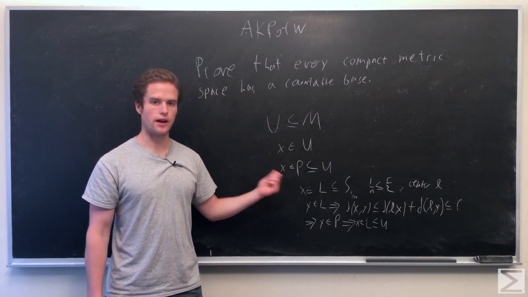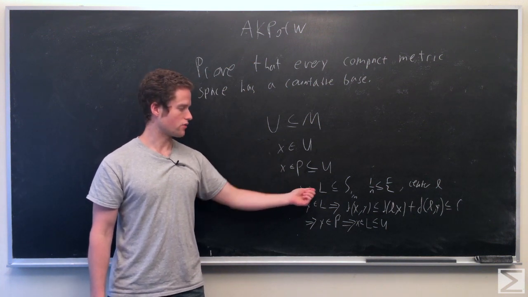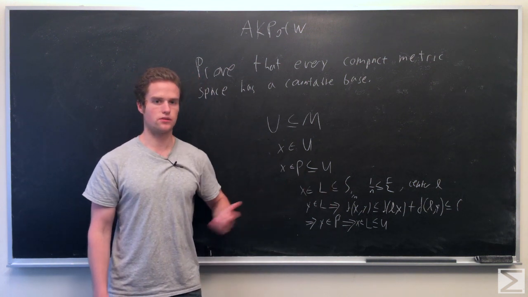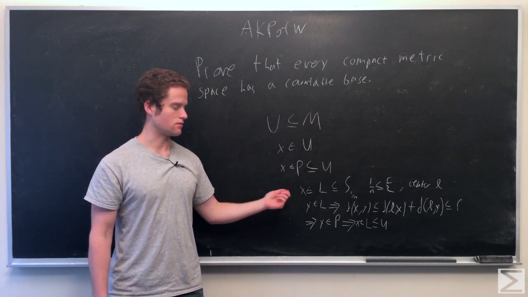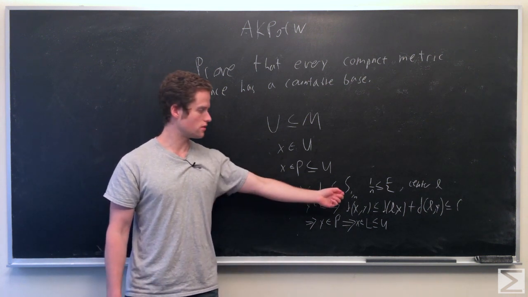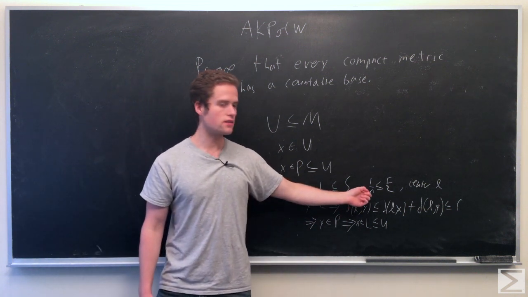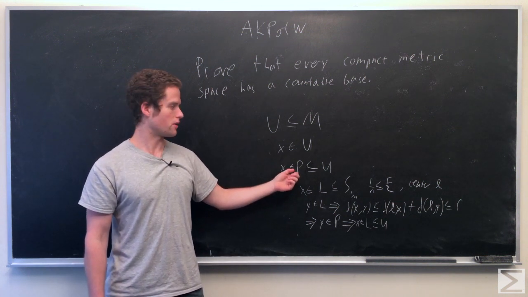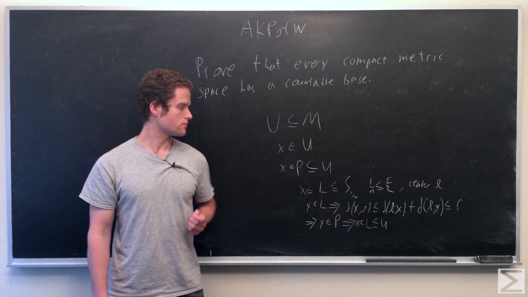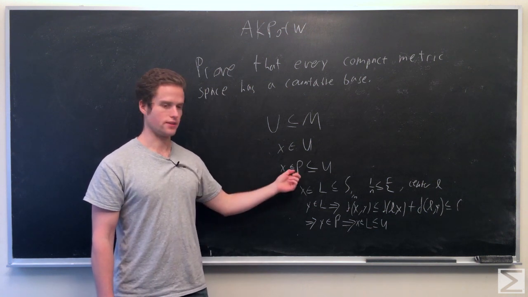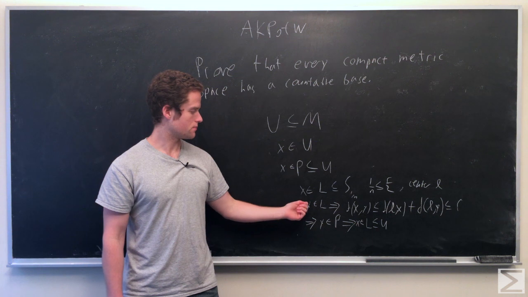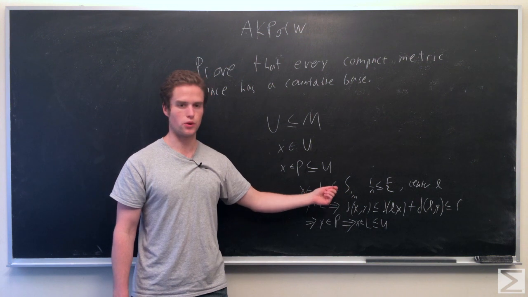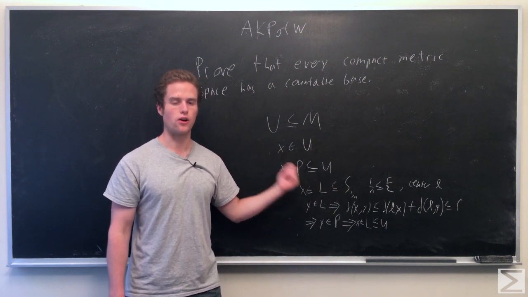Now, for every set of balls of radius 1 over n, they cover our set, so each x must be a member of at least one of the balls for each of these sets. Now we're going to pick 1 over n so that it's less than or equal to r over 2, where r is the radius of this ball P with center x. So x is going to be a member of some L of the sets of radius 1 over n, where 1 over n is less than or equal to r over 2.